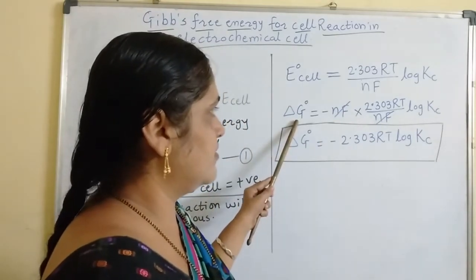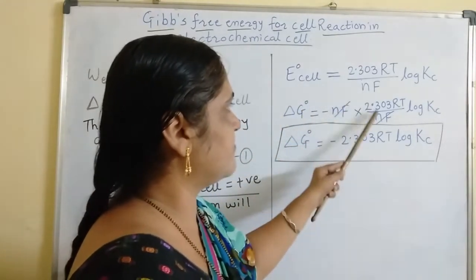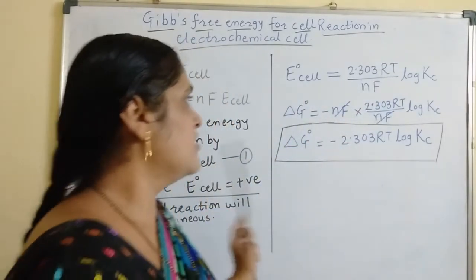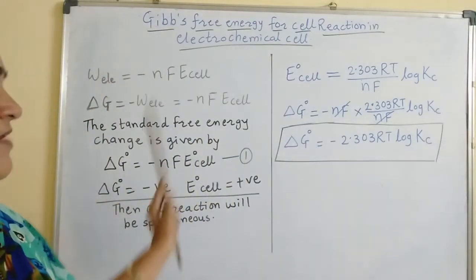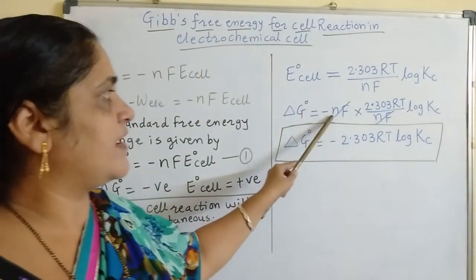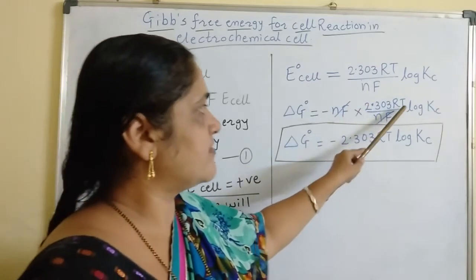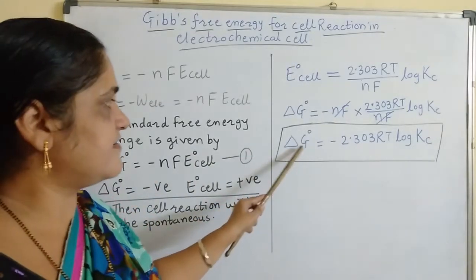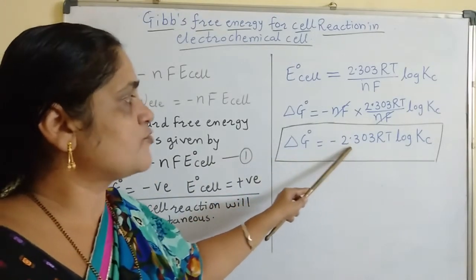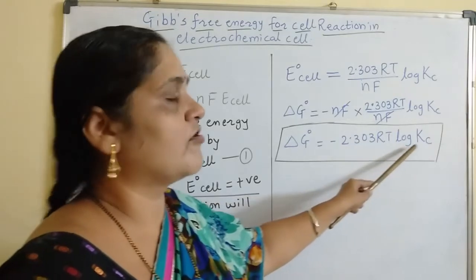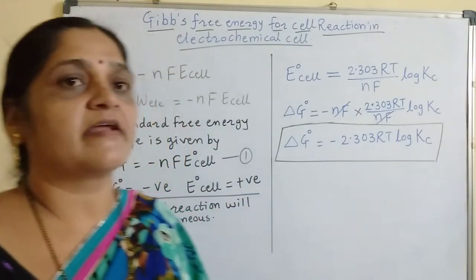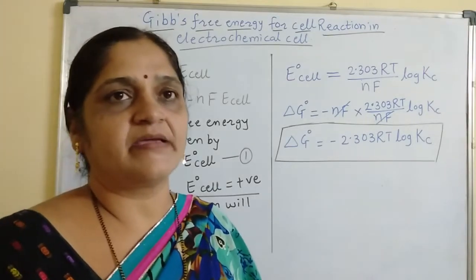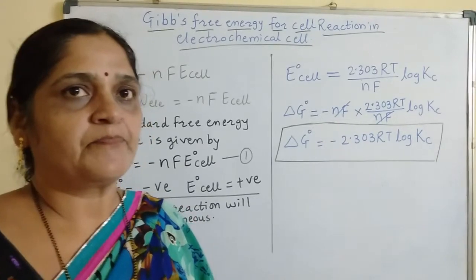So delta G naught will be expressed using this equation. Now, instead of E naught cell, we write this expression in equation 1. Putting this value in equation 1, we get delta G naught is equal to minus nF into 2.303 RT upon nF into log of Kc. nF is cancelled. So delta G naught is equal to minus 2.303 RT into log of Kc. This is the formula for calculating the standard Gibbs free energy change for the electrochemical cell reaction.